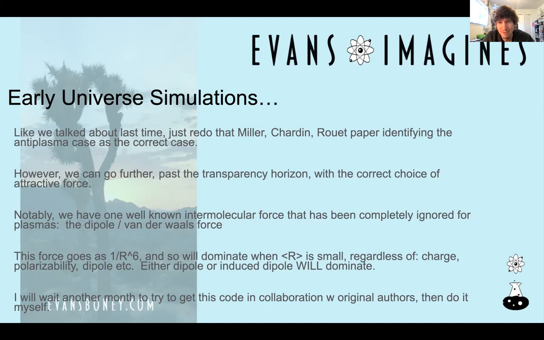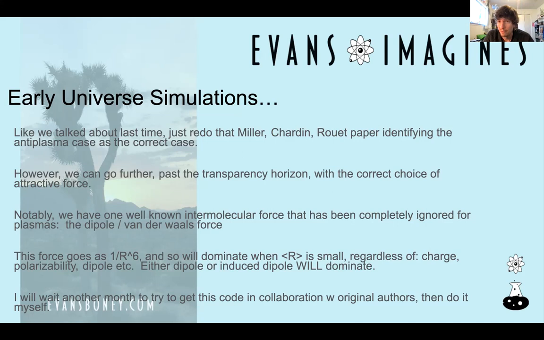You can't just reinvent the wheel. We have a wheel, it works. The wheel is intermolecular forces. They will also be interparticle forces. Anything that has a dipole will have a dipole-dipole coupling. Anything that doesn't have a dipole will have an induced dipole. Polarizability is a fact of nature. If you have charge and it must be distributed, then it will be polarizable. So that force goes as 1 over r to the 6 is the other part of this equation. That's the thing that sticks out to me every time I look at this problem.